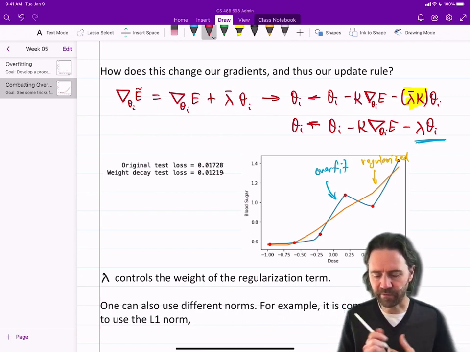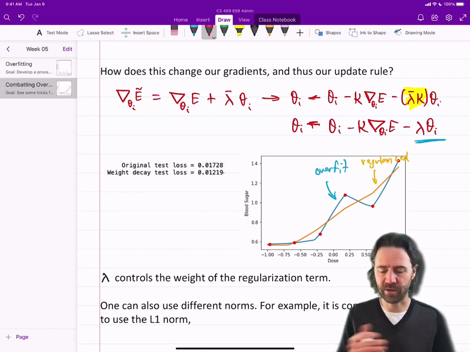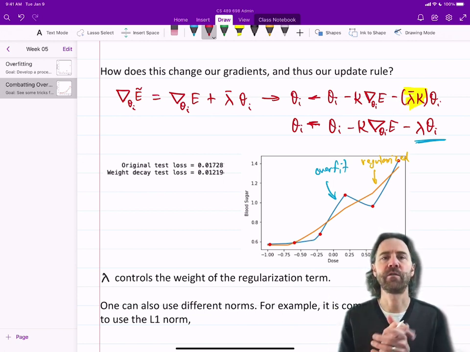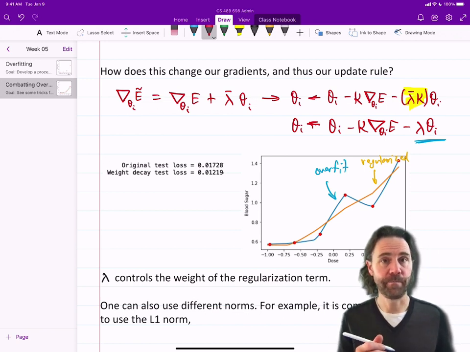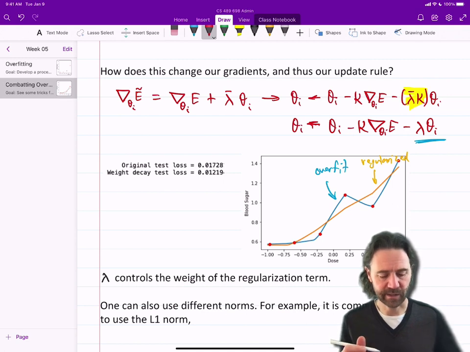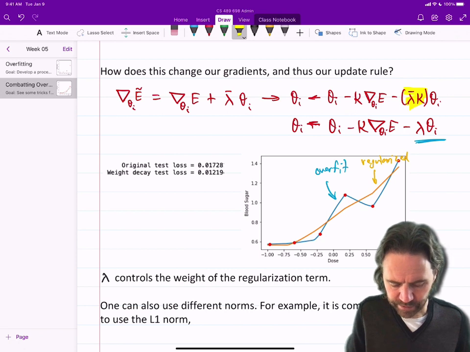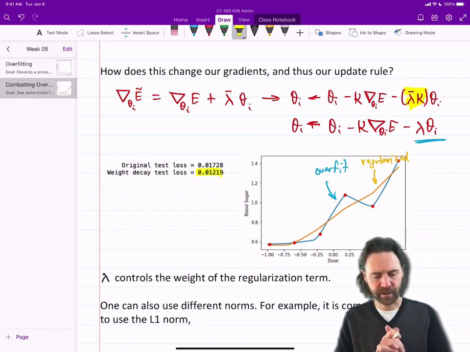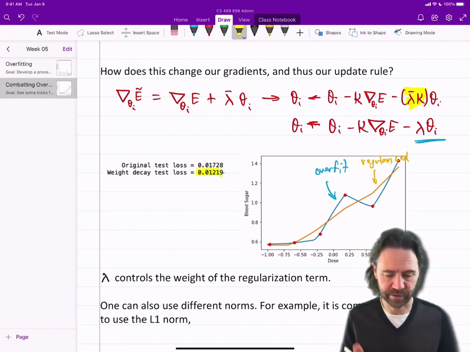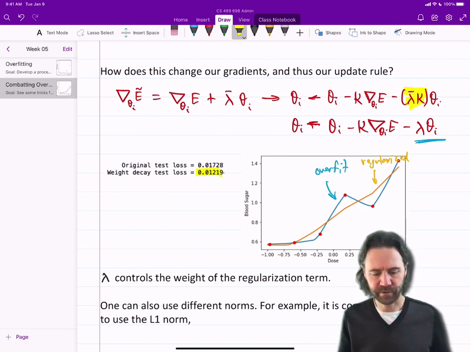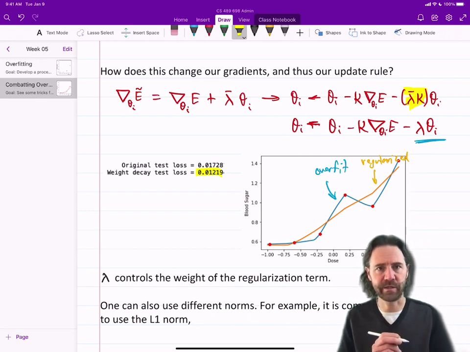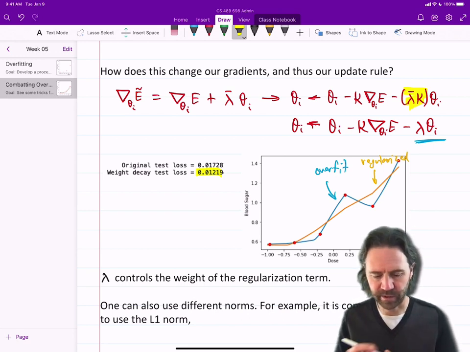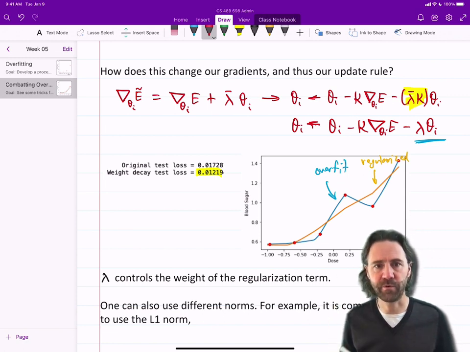So when I run each of those two different models, the blue one, overfit, and the regularized one, through with some test data, I get a lower test error or test loss on the weight decay version, on the regularized version. So you can see this, the weight decay version is 0.012, whereas the original one was 0.017. So that's good. And you can see just from the plots that the orange line is not trying to fit those specific points very closely.